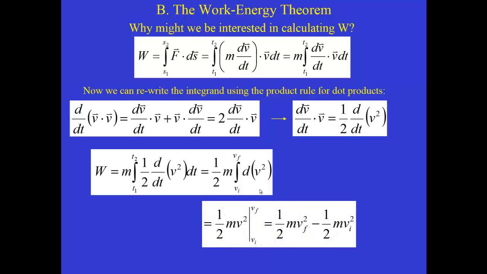So here what we have is 1/2 m times v squared, which was the quantity inside the differential, v squared evaluated between v initial and v final, and here we get half m v final squared minus half m v initial squared. So for the most general case, which would be a three-dimensional displacement and a force that perhaps could be changing in time, we now have the most general expression for the work done on an object as it starts at an initial speed, v initial, and then ends up at a final speed, v final.